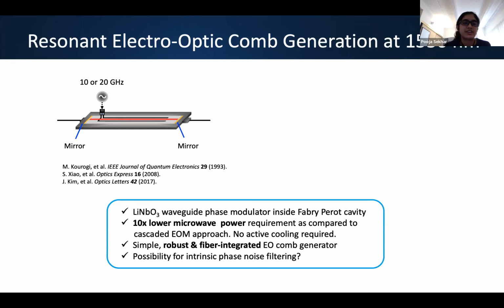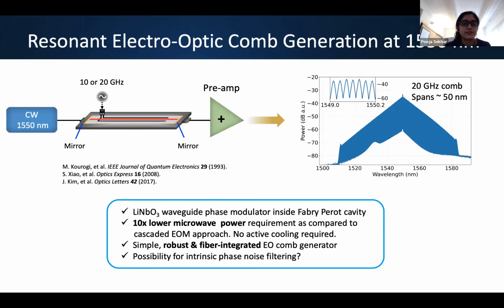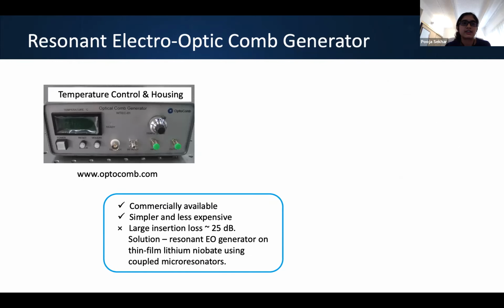Here, the comb generator is seeded by a CW laser at 1550 nanometers and is driven by a 1 watt signal at 20 gigahertz. The resulting electro-optic 20 gigahertz comb spans around 50 nanometers as shown by this blue trace. This resonant electro-optic comb generator is commercially available and is kept inside a metal housing as shown in this image. As a result, it is simpler, more compact, and less expensive as compared to the cascaded EOM approach.